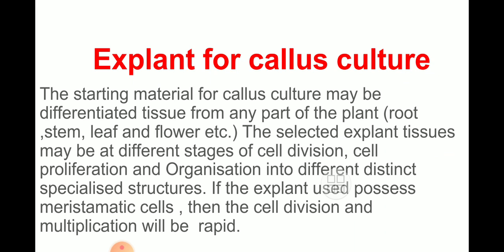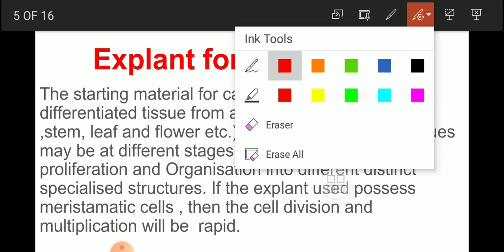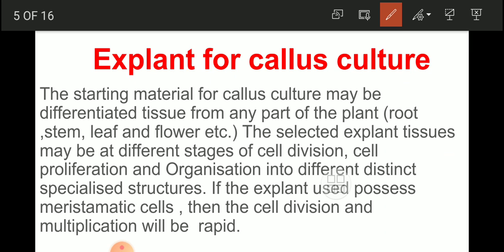Explant for callus. Explant means starting material for the callus culture; it may be differentiated tissue from any part of the plant. कुठलं एक्सप्लांट वापरू शकतो कॅलस कल्चरसाठी? शूट वापरू शकतो, isn't it? शूट टिप वापरू शकतो, रूट टिप वापरू शकतो, स्टेम टिप वापरू शकतो, लीपचा काही पार्ट वापरू शकतो, फ्लावरचा स्मॉल पार्ट that we can use. The selected explant tissue may be at different stages of cell division. ते आपण जेव्हा सिलेक्ट करतो एक्सप्लांट तेव्हा ते वेगवेगळ्या स्टेजेसला असतं आहे, isn't it? सेल डिव्हिजनच्या, cell proliferation and organization into different distinct specialized structures.